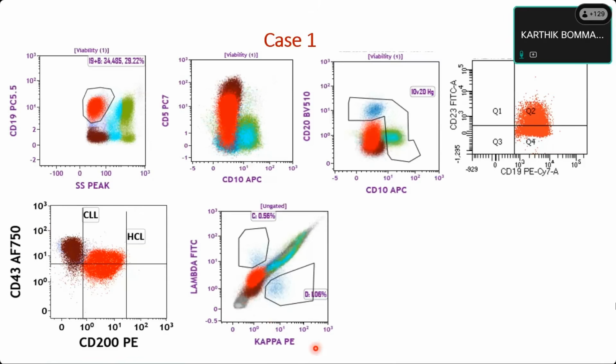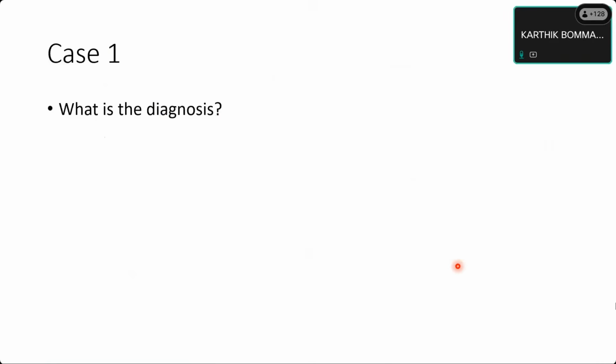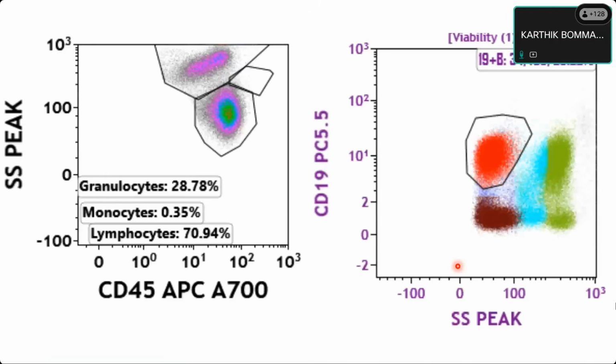And then kappa and lambda in this red population. It's a dim positive. So it is negative. Okay, so it is just merging with the T lymphocytes. So what is the diagnosis for this patient? Dr. Sharwani, are you still driving? Yes, sir. Sir, chronic lymphocytic leukemia. Okay, fine. Does everyone agree with that? Yes. Okay, fine. So let's decode this.